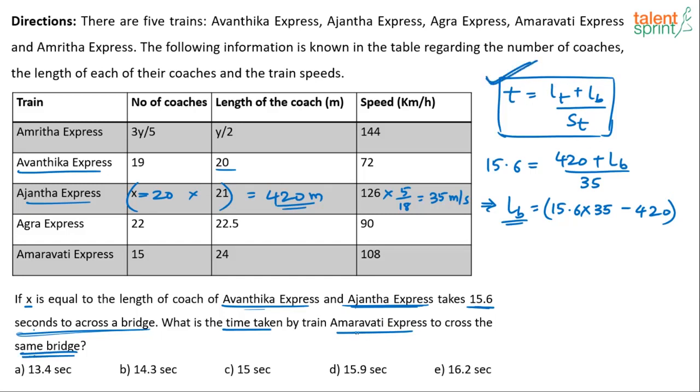Now, we know the length of Amravati Express. What is the length of Amravati Express? 15 into 24, 360 meters. We also know the speed of Amravati Express: 108 into 5 by 18, which comes out to be 30 meters per second. But what we do not know here to get the answer is the length of the bridge. So we have to use the example of Ajanta Express, or time taken by Ajanta Express, to calculate the length of the bridge, and then use that length of the bridge in this to get the time taken by Amravati Express to cross the same bridge.